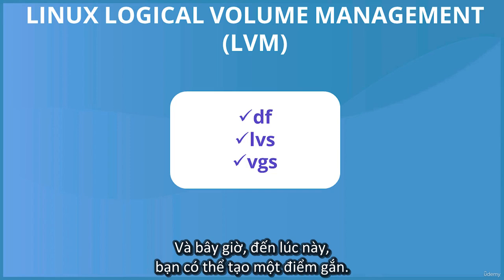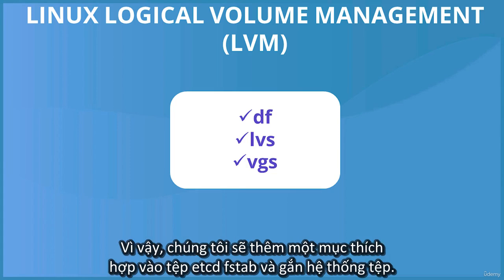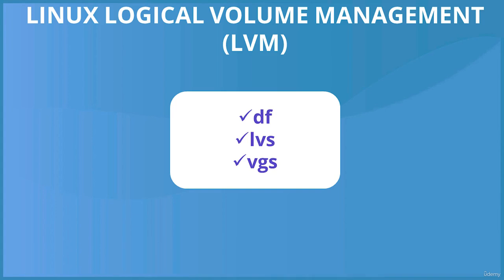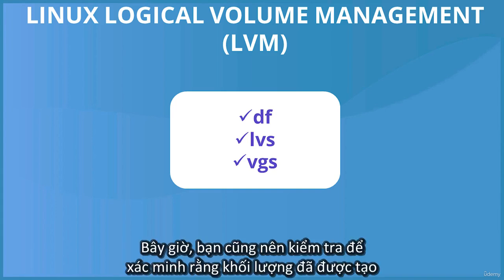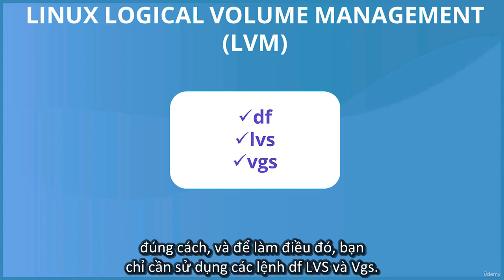And now at this point, you can create a mount point. We'll add an appropriate entry to the /etc/fstab file and mount the file system. Now, you should also check to verify the volume has been created correctly. After that, you just use the df, lvs, and vgs commands.